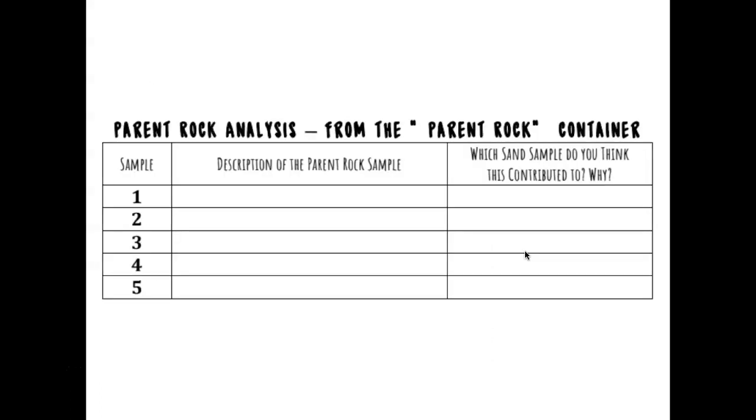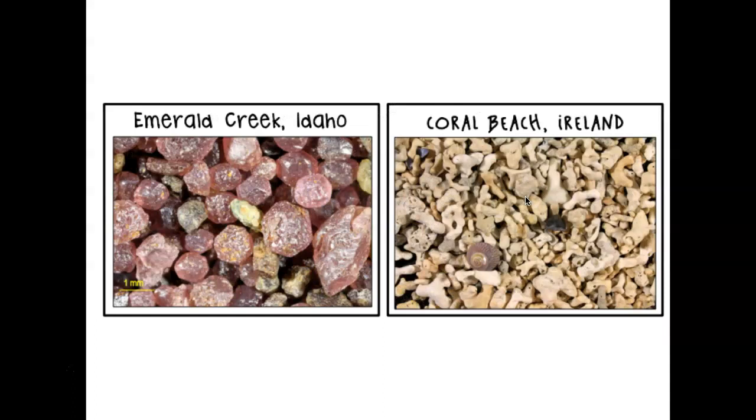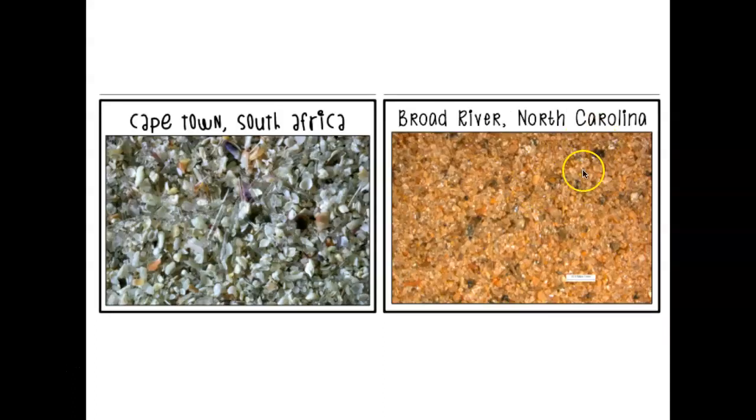There'll be a container with parent rock, which will be chunks of mica or a quartz crystal and different things like that, so that students can try to make a connection from the parent rock to the sand sample and match up which type of parent rock they see contributing to the different sand samples. These are the sand sample cards that students will be given in addition to the actual sand sample from the Broad River. I tried to select some different images from the Science of Sand website that were very different from the sand sample from the Broad River, which is this last image right here.